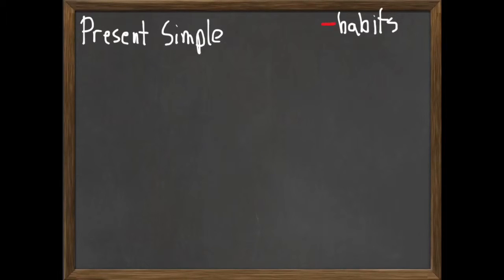So, let's begin. Let's look at how to conjugate the present simple. We normally use the present simple for habits or things that happen regularly or situations that are always the same. Let's look at some examples.